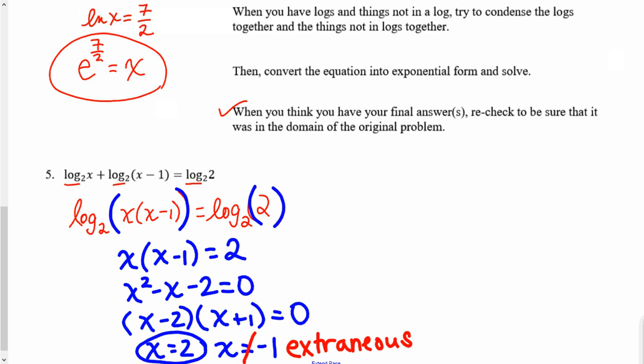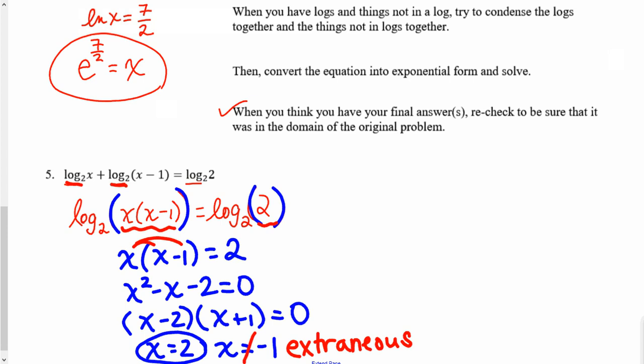So on this one, I condensed my logs on the left. I took my 2 logs and put them together by multiplying the insides. Then I had the log of this stuff on the left equals the log of the things on the right, so I could set the insides equal. I needed to then distribute my x, and it was a quadratic, so I moved the 2 over to the left to get it equal to 0. I factored, and then I solved each factor. I got x is 2 and x is negative 1.